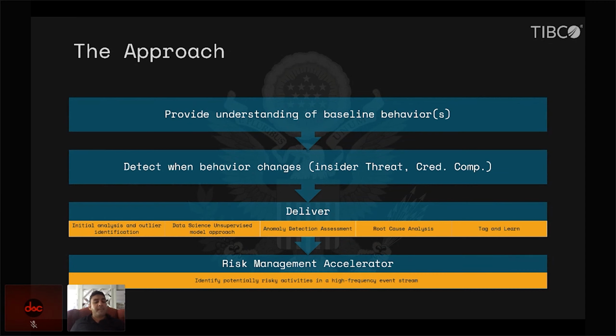Once we understand those behavior changes, once we understand the idea of what a true anomaly is and the correlation between that anomaly and that threat, what we go to is the delivery phase. And that's where we provide an unsupervised data model, deconflict it with SOC analysts, provide root cause analysis of it, and thus provide a risk management accelerator. And in this case, identify an automated methodology to ascertain anomalies directly associated with cyber intrusion from log files in a high frequency event stream, aka in real time.